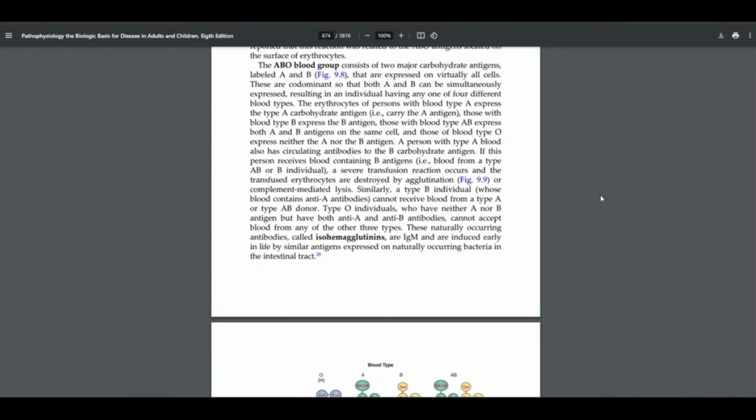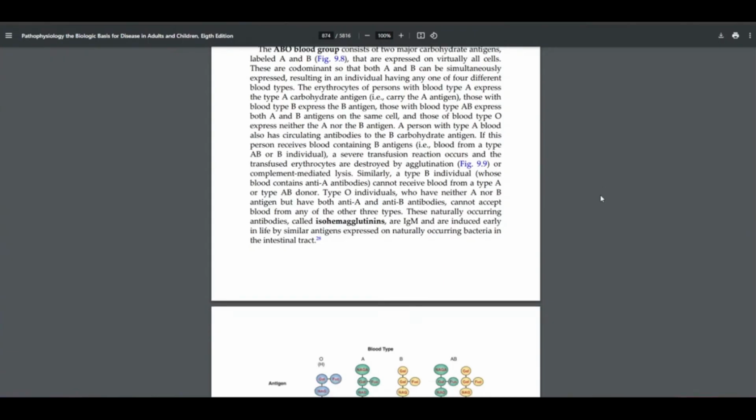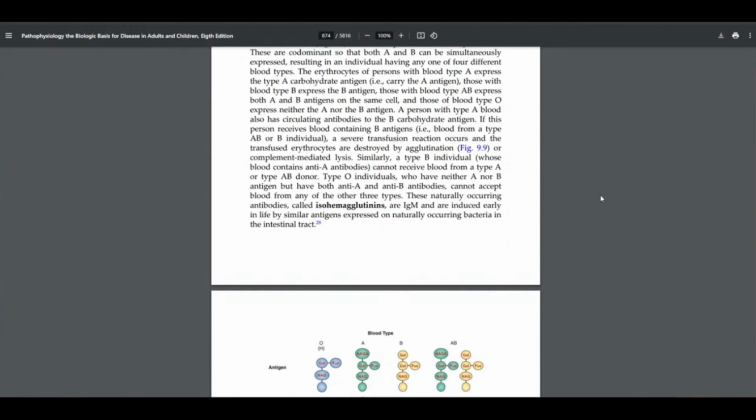These are codominant so that both A and B can be simultaneously expressed, resulting in an individual having any one of four different blood types. The erythrocytes of persons with blood type A express the type A carbohydrate antigen. Those with blood type B express the B antigen, and those with blood type AB express both A and B antigens on the same cell. And those of blood type O express neither A nor B.